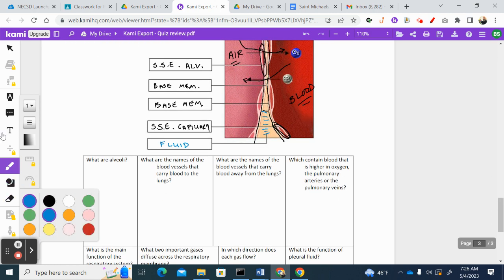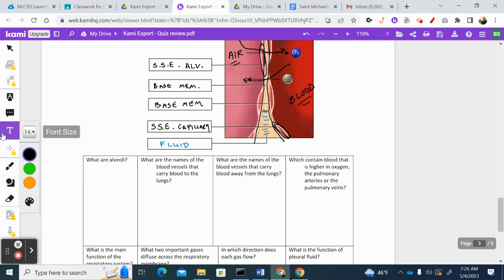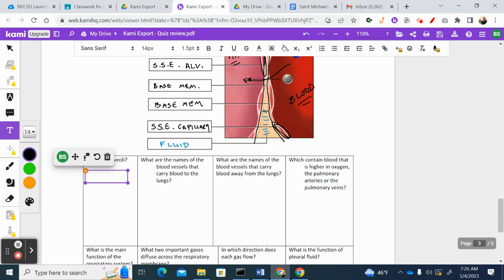What are alveoli? What are they? They are tiny air sacs that provide a site for gas exchange.